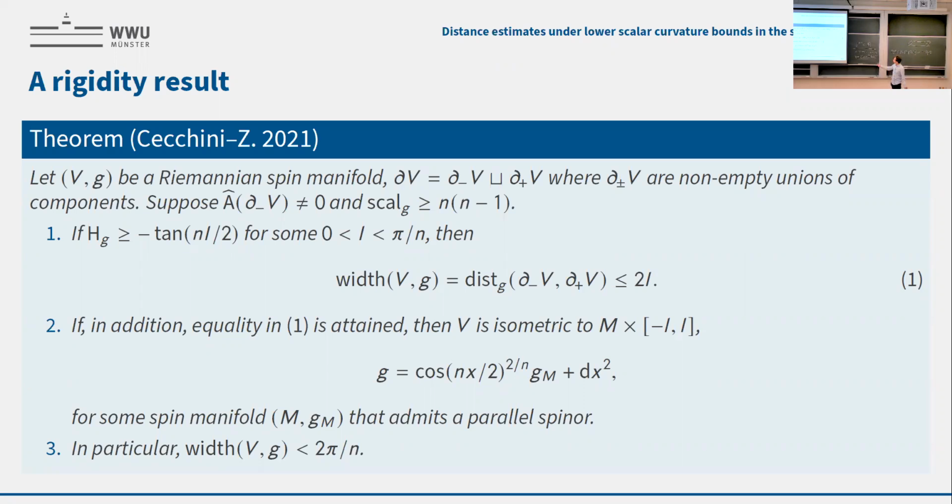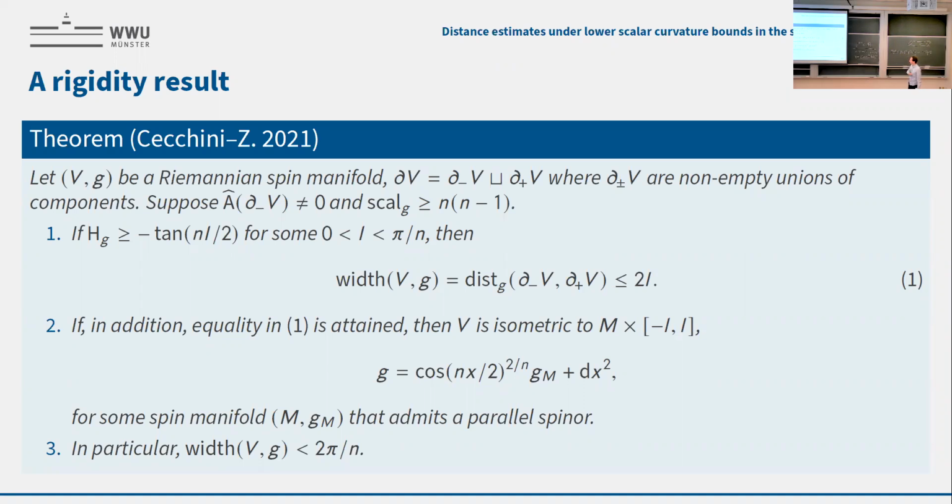And moreover, if we actually have equality in the mean curvature bound, then our theorem tells us that the manifold is actually isometric to a product. So there might have been some topology here in the beginning, but in the case that we are in this extremal situation, this cannot happen. And it must actually be a product topologically, and metrically it's a warped product where the warping is given by the function that we've seen in the example in the beginning.